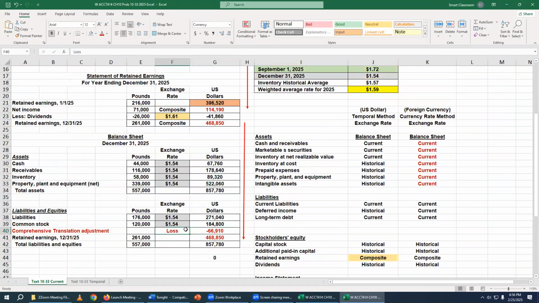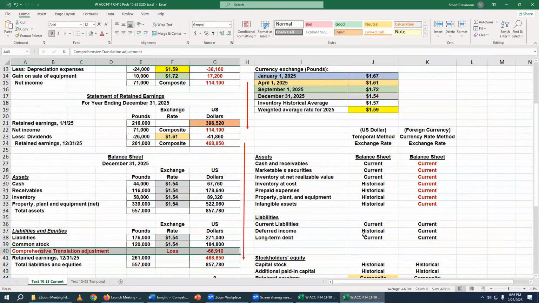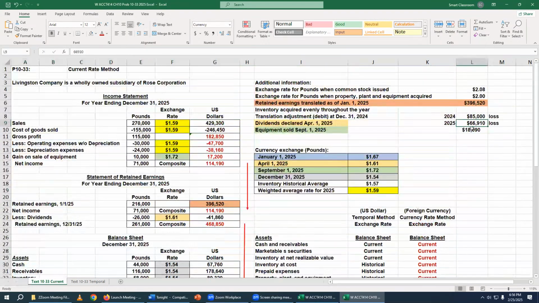yeah, so the comprehensive adjustment on the comprehensive income would be shown as a gain of 18,000. And again, this is not a comprehensive income statement. It's a plain old income statement. So it doesn't show up at all.